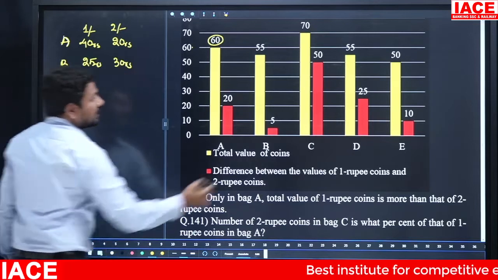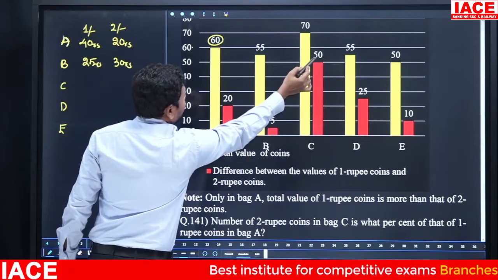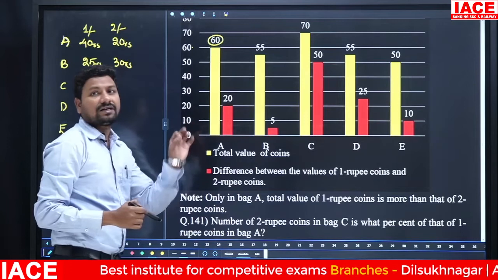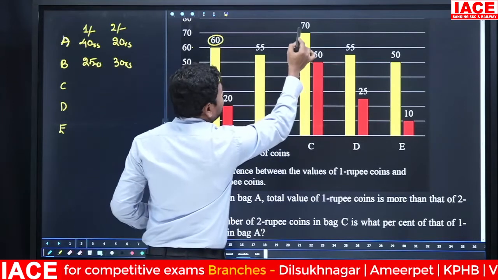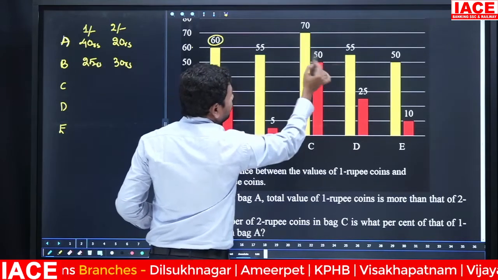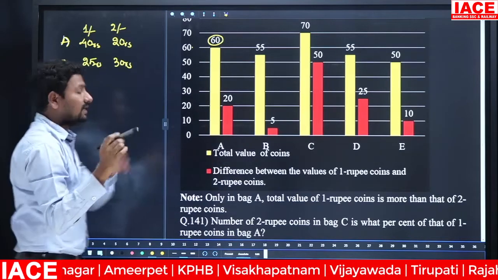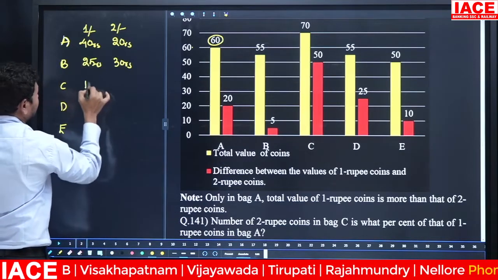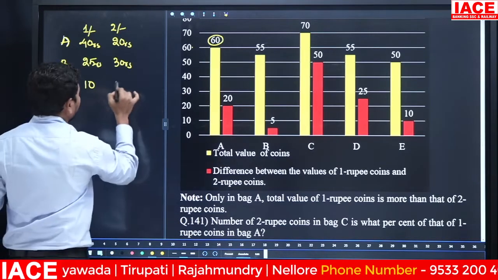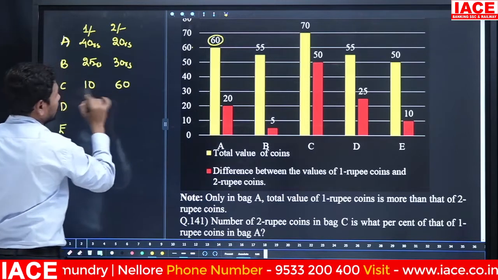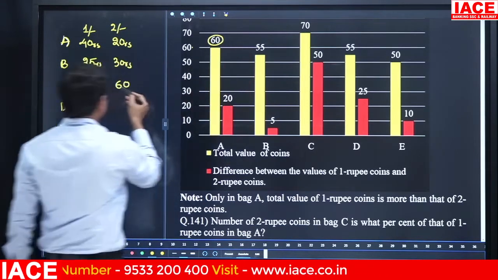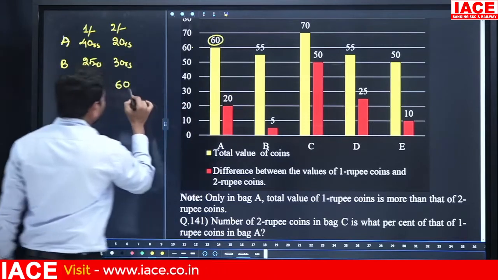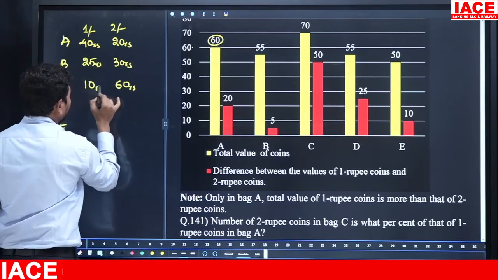And C: total 70, difference is 50. Half of 70 is 35, half of 50 is 25. 35 minus 25 is 10. 35 plus 25 is 60. 10 plus 60 is 70, and the gap between 60 and 10 is 50. So it is 60 rupees and 10 rupees.